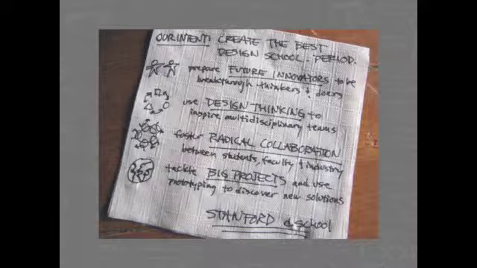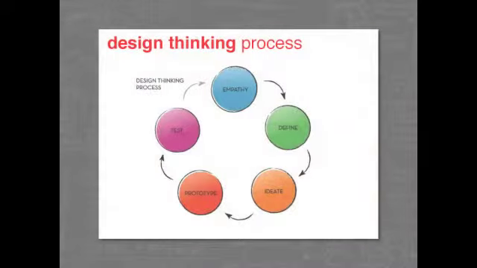The four goals are to prepare future innovators to be breakthrough thinkers and doers, use design thinking to inspire multidisciplinary teams, foster radical collaboration between students, faculty, and industry, and lastly, to tackle big projects and use prototyping to discover new solutions. Although the D School is primarily for graduate students, I think we can agree that this would be great for any student. For effective innovation, we need a process.